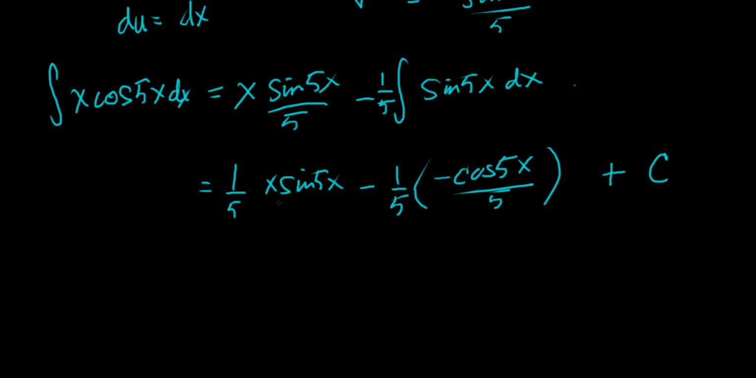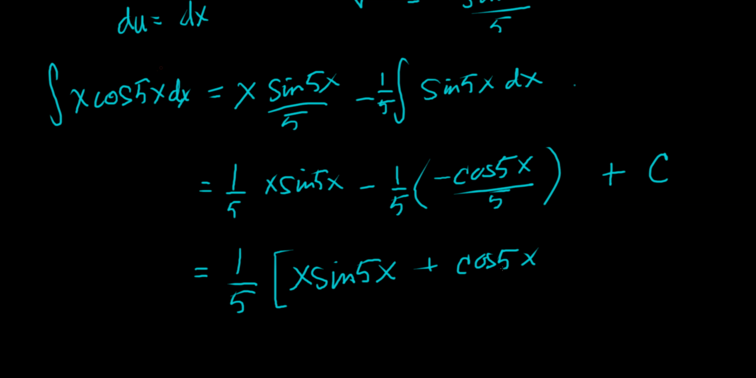So now I just want to make things a little simpler here by noting any common factors in our terms. Here we have a 1/5, here we have a 1/5. So why don't we factor out a 1/5? And we see that the whole thing is multiplied by x times sine of 5x, and it would be minus negative cosine of 5x over 5, but minus a negative is a positive. So that's plus cosine of 5x over 5.